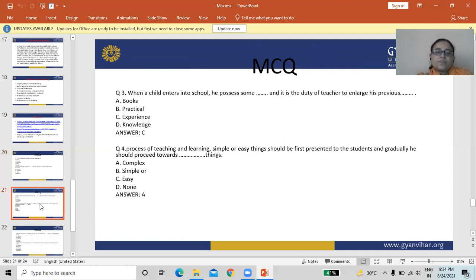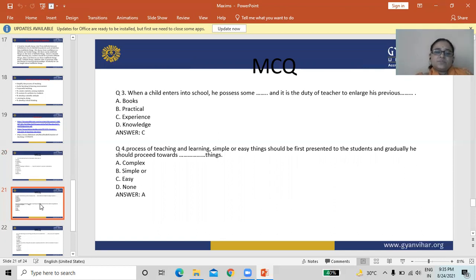Next MCQ: When a child enters into the school, he possesses some blank, and it is the duty of teacher to enlarge his previous blank. Option A books, option B practical, option C experiences, option D knowledge. Correct answer is option C experience. When a child enters into the school, he possesses some experience, and it is the duty of the teacher to enlarge his previous experiences.